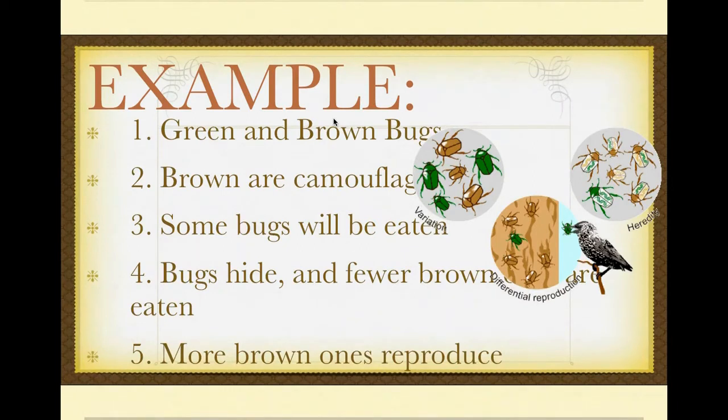When the bugs hide, fewer brown ones are going to be eaten. And then eventually, more brown ones will reproduce, making more brown ones in the next generation. So if they started out 50-50, half brown, half green, the next generation, there's going to actually probably be way more brown ones because a lot of the green ones got eaten.